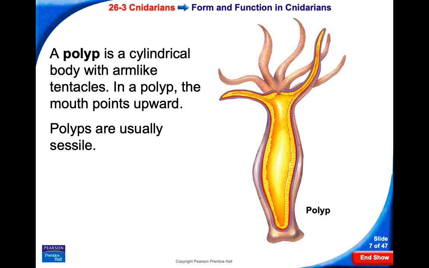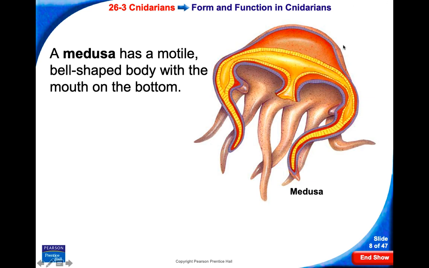The other stage, next slide, is medusa. Now, medusa is motile, so it is mobile. It moves around, and it's usually a bell-shaped body. The mouth is aimed more towards the bottom, so this is actually the mouth right here. If you wanted to add a label there, you can. And then the tentacles tend to point downwards as well.